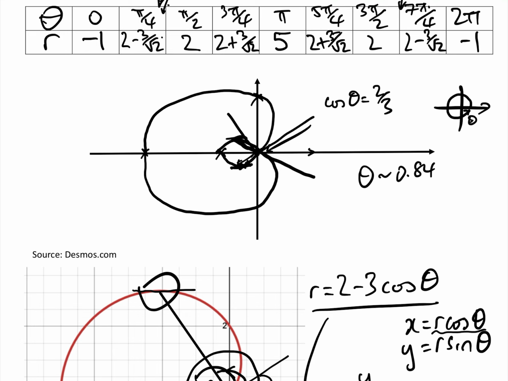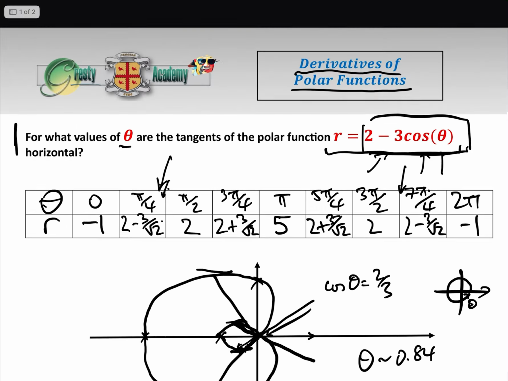And then here, I know I've drawn it pretty badly, is where the tangent is 0, and here is where the tangent is 0 as well. And so they are basically the 4 angles of theta.